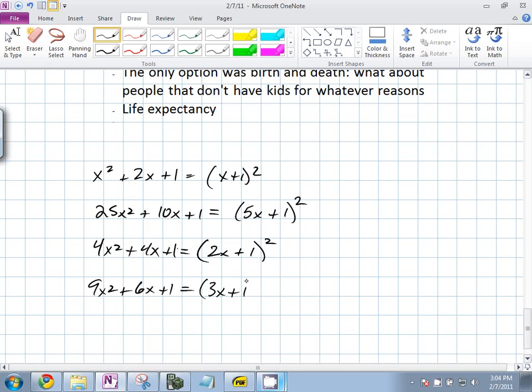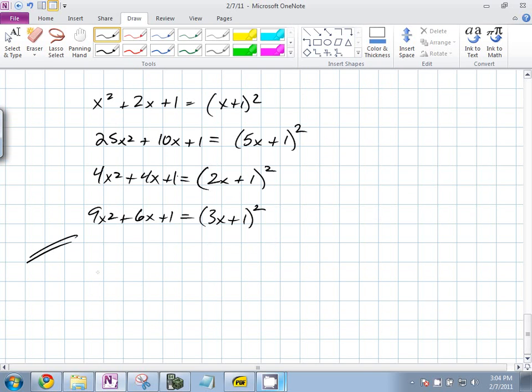3x plus 1. Yeah, there you go. Noticing a pattern on those. Yeah, here we go. How about this one? 1x squared plus 5x plus 6 equals... Baker, what is it?